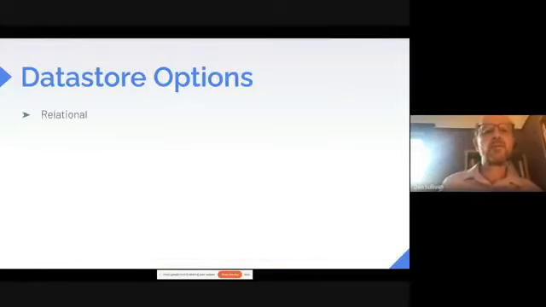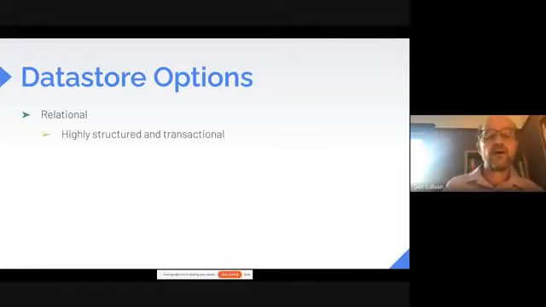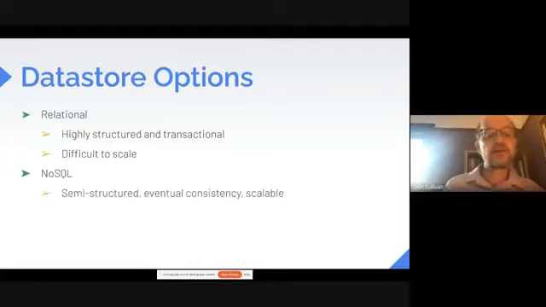So just at a high level, there are three broad areas of datastore options. The first is relational, and those are databases that have been around the longest. They're highly structured. We often use them for transaction processing systems. While they work really well in many cases, they can be difficult to scale. Now, NoSQL databases emerged in the last couple of decades in response to that difficulty around scaling relational databases. NoSQL works really well with semi-structured data, especially in applications where the replicated data doesn't have to be immediately consistent.